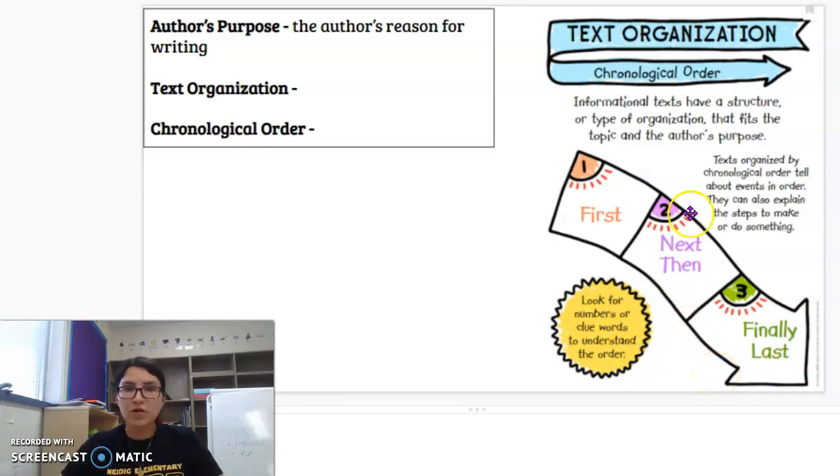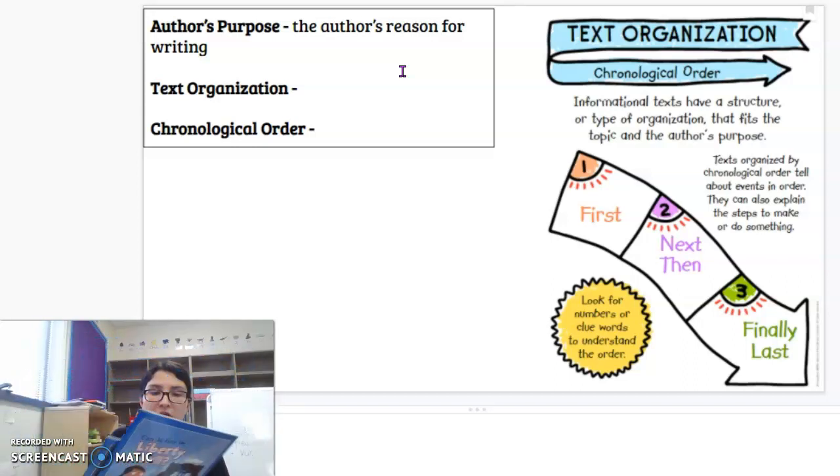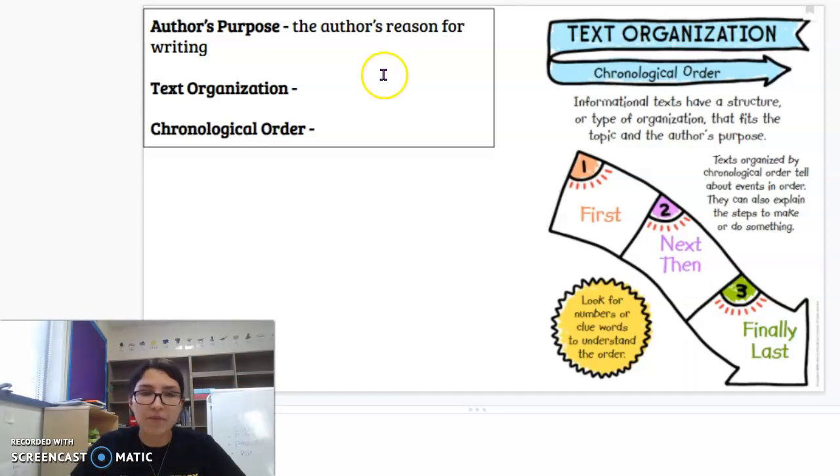So I have some words right here I would like for us to focus on. Author's purpose, which we went over yesterday. That's the author's reason for writing. It can either be to persuade you, inform you, or entertain you. But these books we've been focusing on, narrative nonfiction and nonfiction books, they're meant to inform you. The author writes the stories to inform you, to give you real information on a topic. Okay?